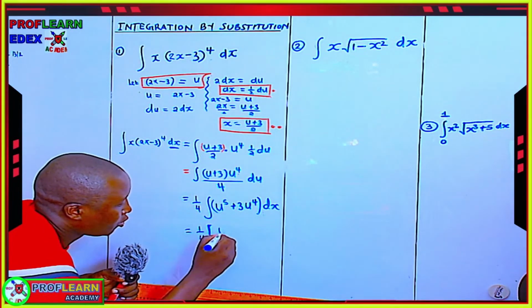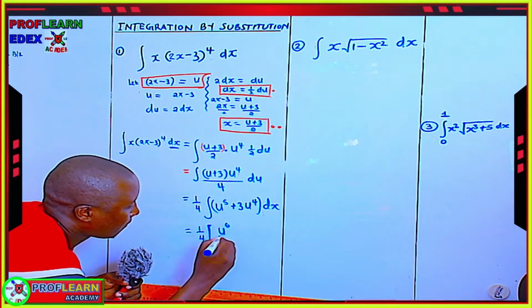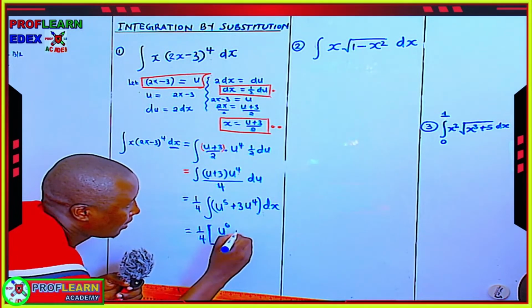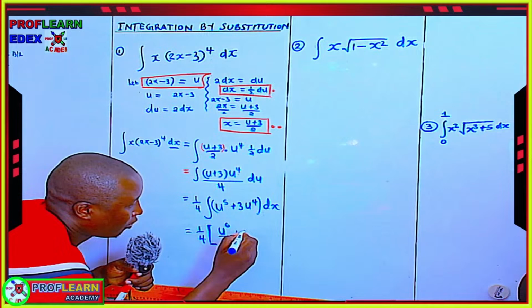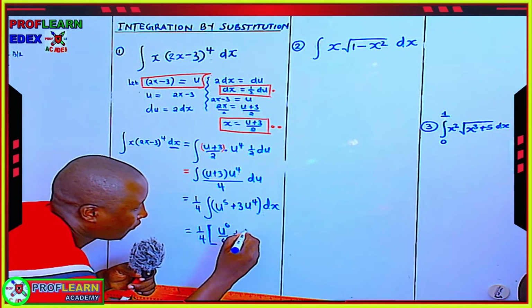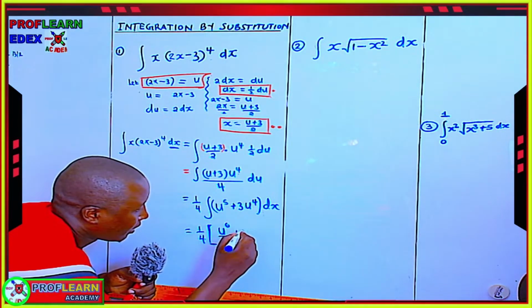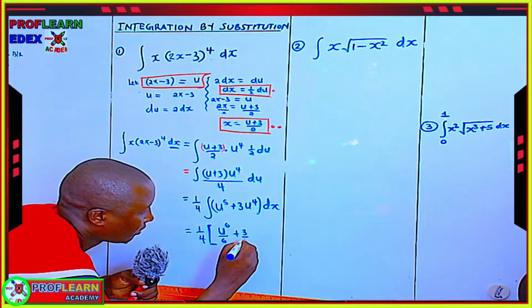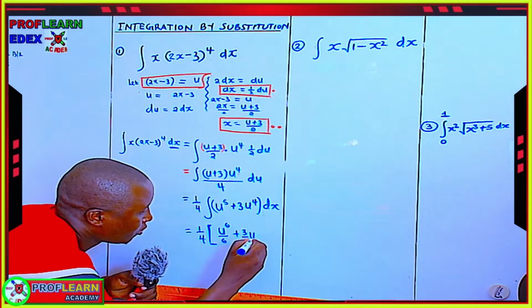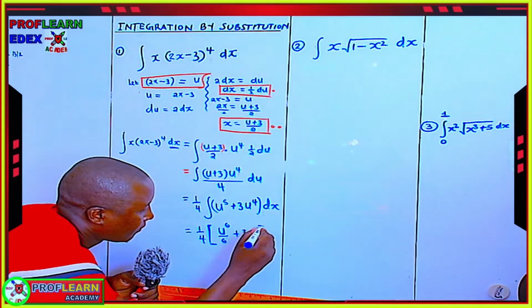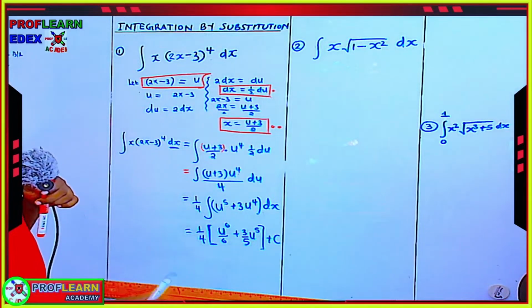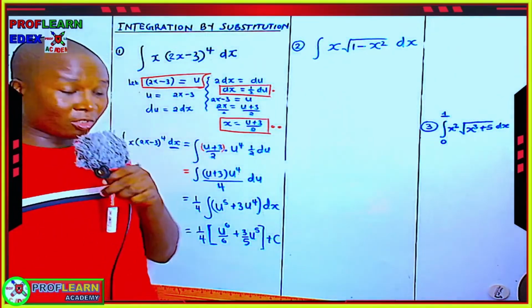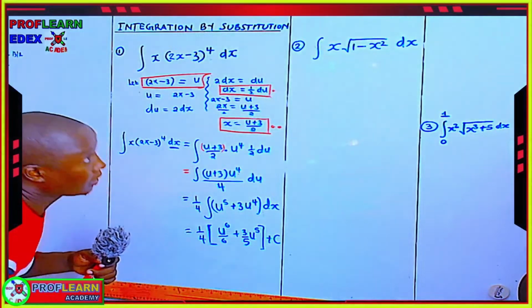And also this one that we are having here, of course this integral can be written as x into 1 minus x squared raised to power 1 over 2 with respect to x. So whatever we are having inside the brackets is the one that we are going to let be our u. So we can say let u be equal to 1 minus x squared. Then that will mean that du equals, differentiating this we get 0, because it is a constant. Differentiating this we're going to get negative 2x dx.